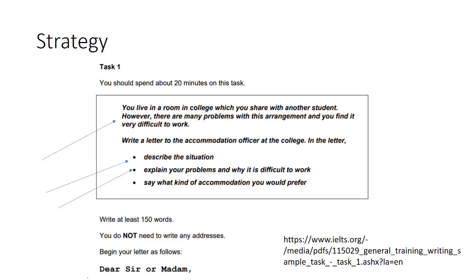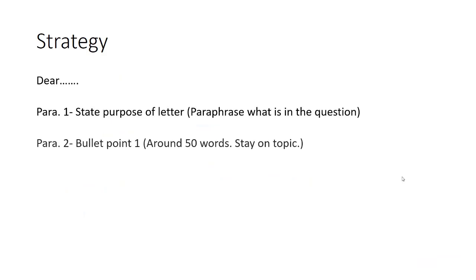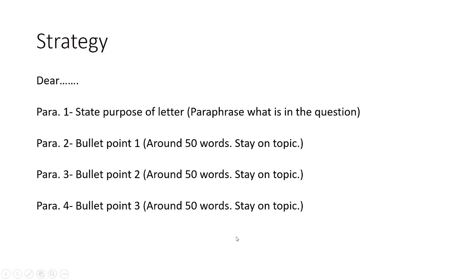So let's go back and have a look at this question. The first one, describe the situation. So you're only writing about the situation, not anything else apart from the situation. Explain your problems and why it is difficult to work. In that paragraph, all you would do is explain your problems and why it is difficult to work. And then in the next paragraph, all you do is say what kind of accommodation you would prefer. Pretty straightforward, pretty simple. So again, around 50 words, stay on topic. Around 50 words, stay on topic. Only talk about what that bullet point is about. Do not talk about what you did last weekend or your favorite breakfast cereal or what the weather is like. Just talk about that. And feel free to be creative.